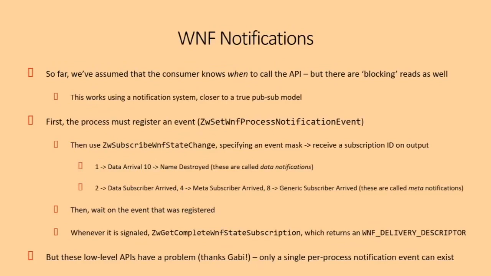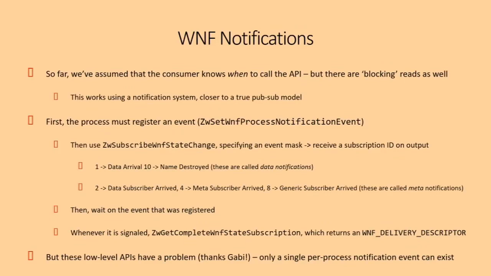So far we've seen that you can create a state name, delete it, and then publish or read data from it. But what if the data doesn't exist yet? Well, then the last thing you can do is set up a notification. There's a bunch of system calls that allow you to be notified whenever data gets published to a state name. The way this works is you call an API, ZW set WNF process notification event, to first associate an event with your process.